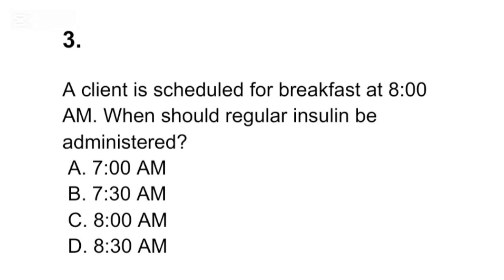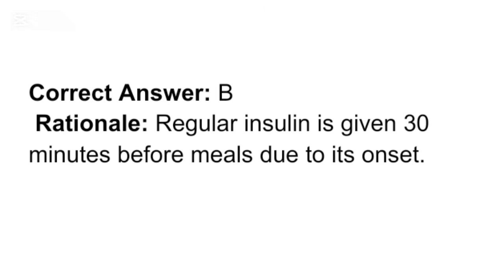3. A client is scheduled for breakfast at 8 a.m. When should regular insulin be administered? A. 7 a.m. B. 7:30 a.m. C. 8 a.m. D. 8:30 a.m. Correct answer, B. Rationale: regular insulin is given 30 minutes before meals due to its onset.